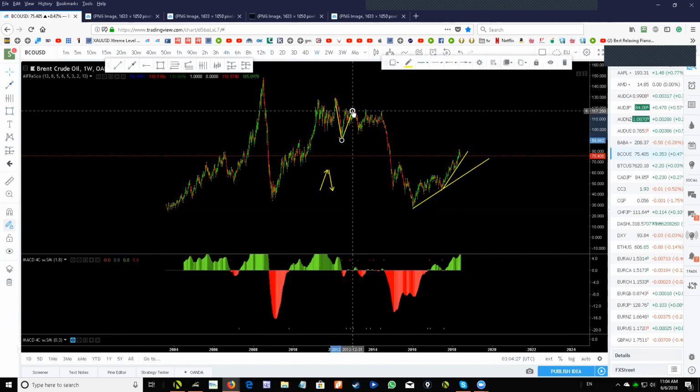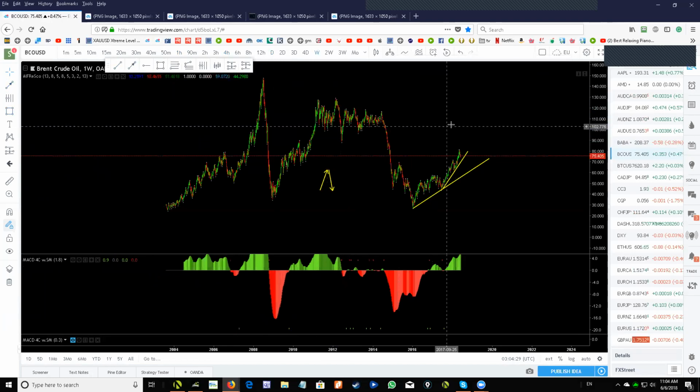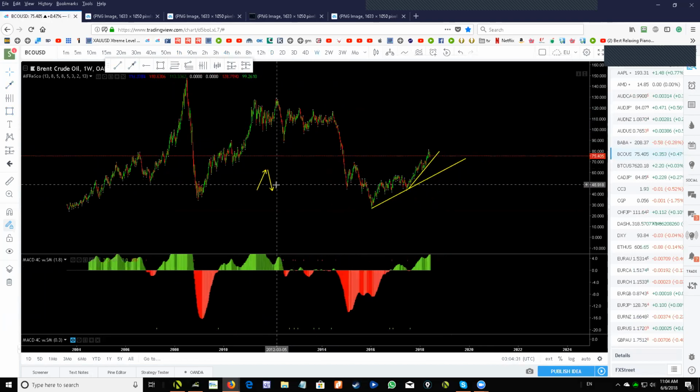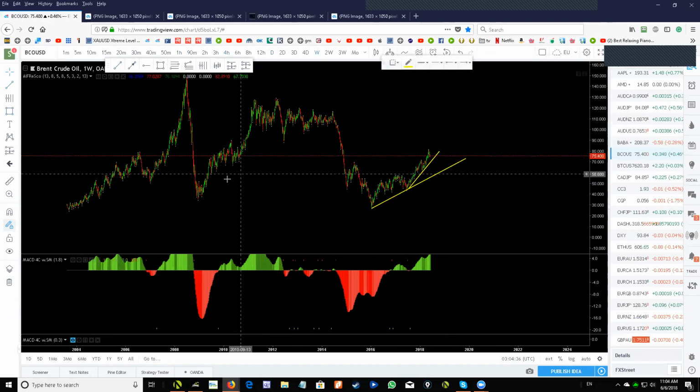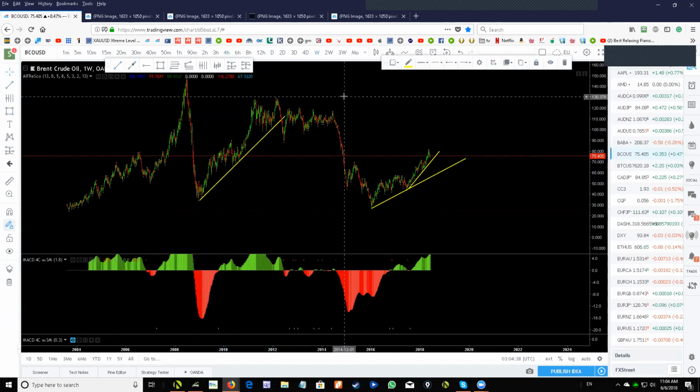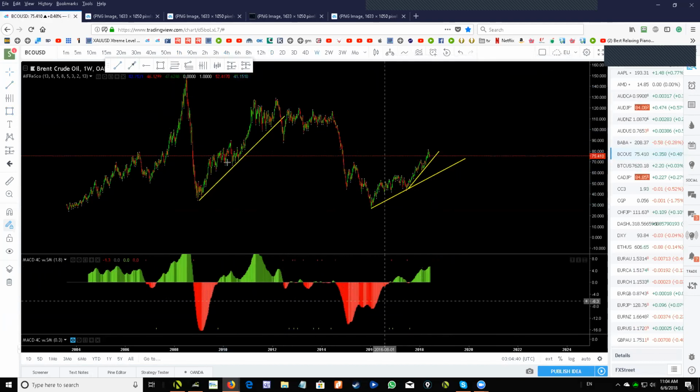I can see in my head how I would count this, but I don't think I would elaborate too much over here. It would just take too much time. So what I would simply say is this trend over here was broken. This trend over here was broken.